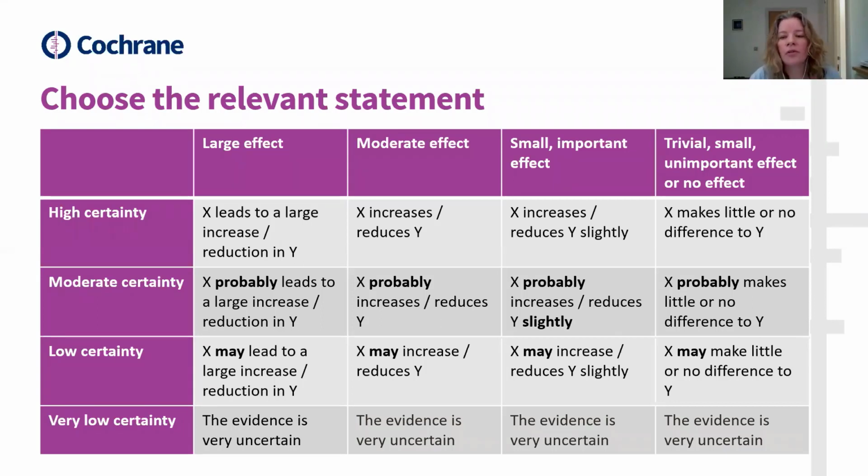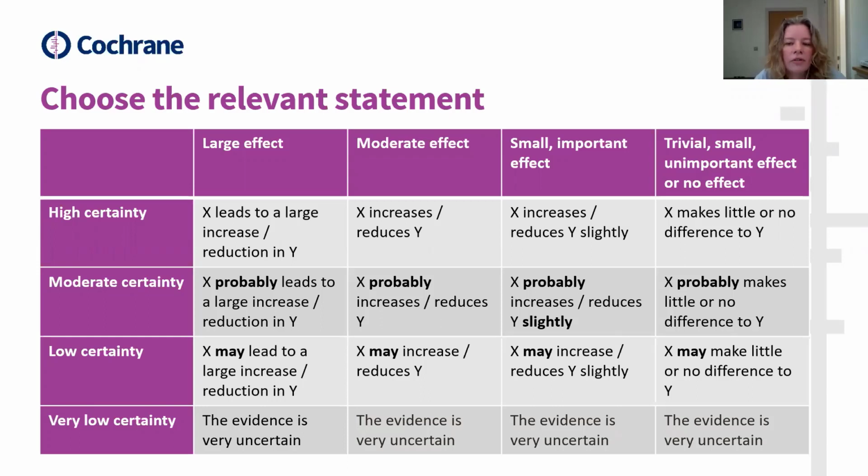If there's moderate or low certainty evidence, you probably need to modify your statement because we're less confident about that particular evidence. So the guidance suggests using probably where there's moderate certainty evidence and may where there's low certainty evidence. If there's very low certainty evidence, it's a bit more straightforward. Very low certainty evidence means we don't have much confidence in the result at all. And so you might not want to focus on the size of the effect. You might just want to say that the evidence is very uncertain.